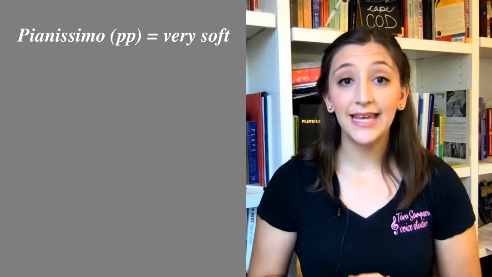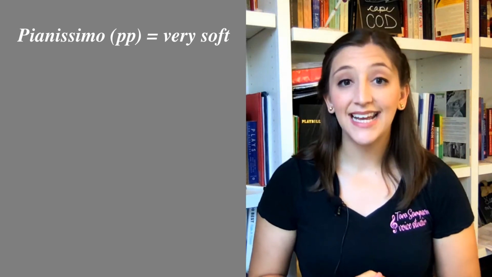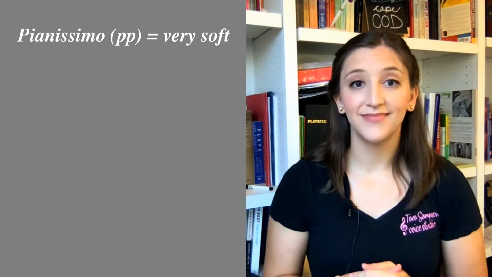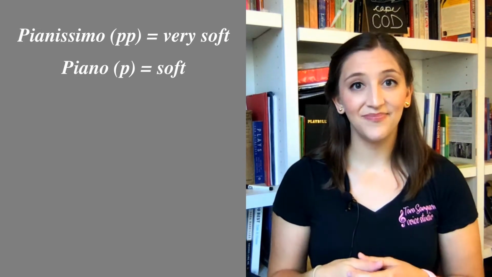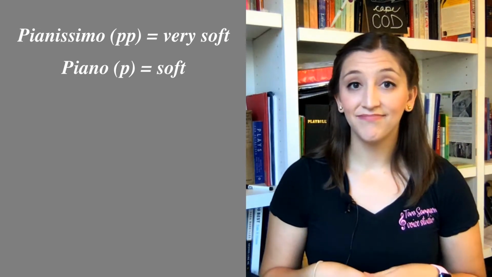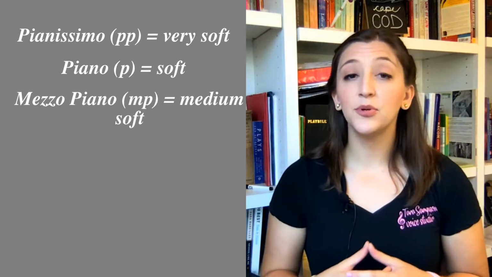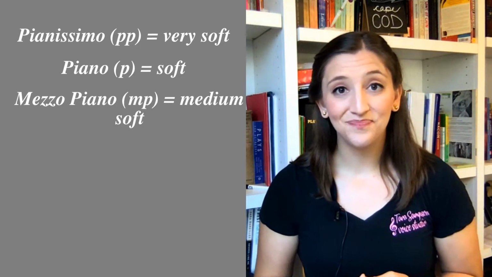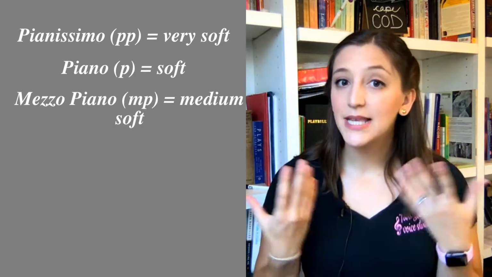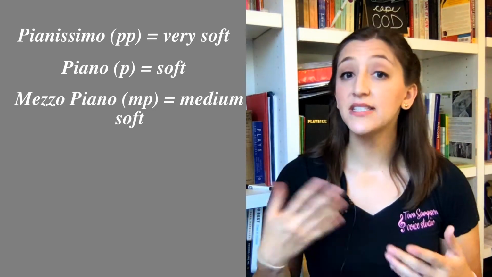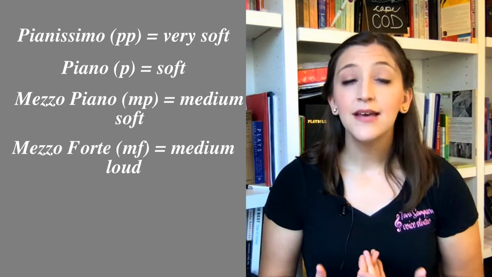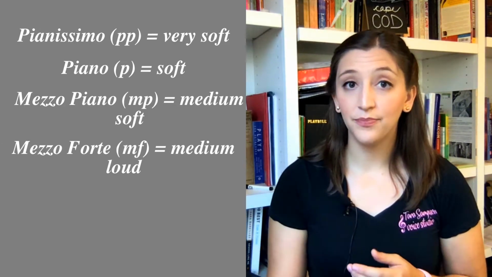Your scale of dynamic markings goes from pianissimo, abbreviated PP, meaning very softly, up to piano, abbreviated with just a simple P, meaning softly, mezzo piano, abbreviated MP. Mezzo in Italian means medium, so it means medium soft. Mezzo forte, MF, meaning medium loud.